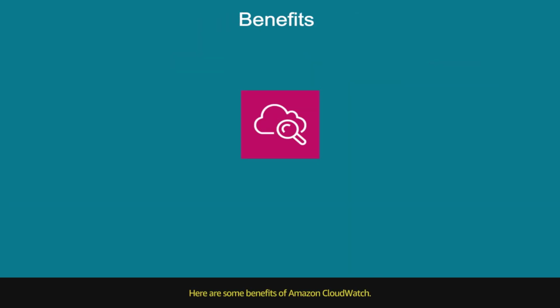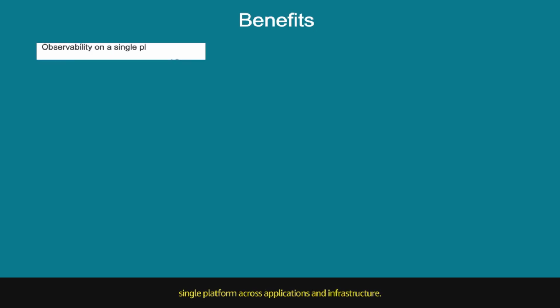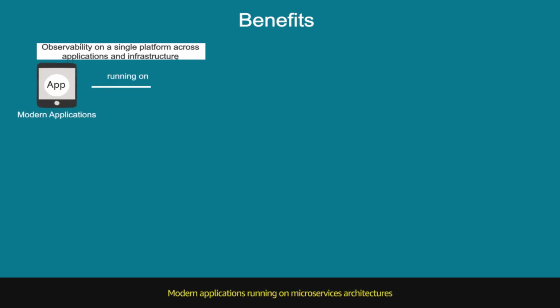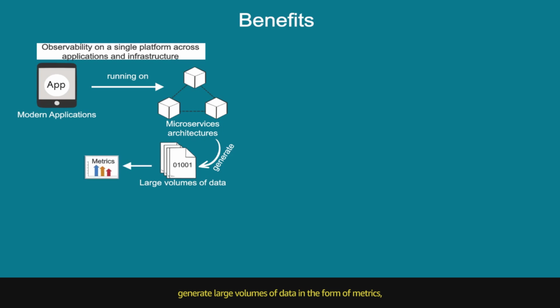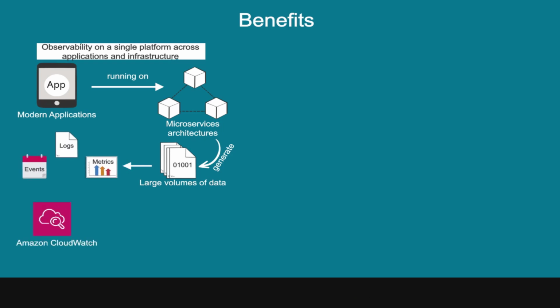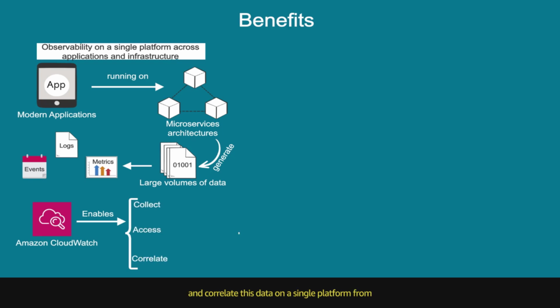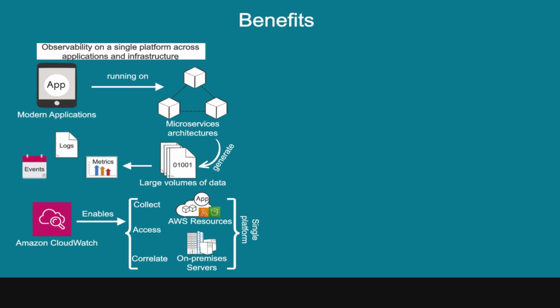Here are some benefits of Amazon CloudWatch. Amazon CloudWatch enables observability on a single platform across applications and infrastructure. Modern applications running on microservices architectures generate large volumes of data in the form of metrics, logs, and events. Amazon CloudWatch enables you to collect, access, and correlate this data on a single platform from across all your AWS resources, applications, and services that run on AWS and on-premises servers.